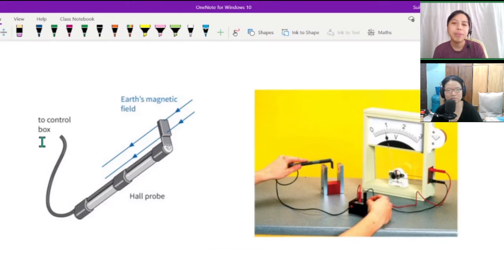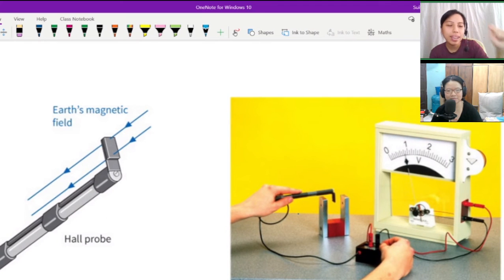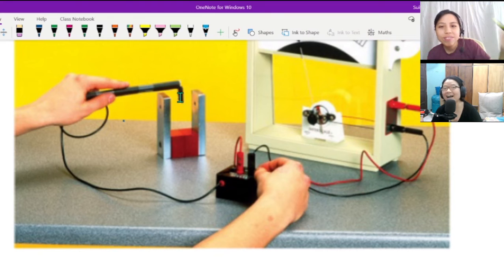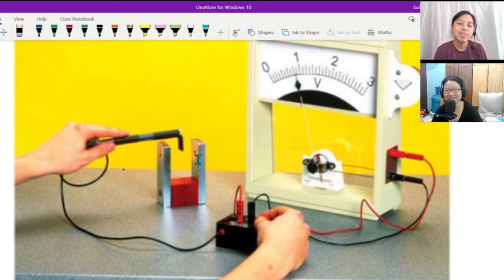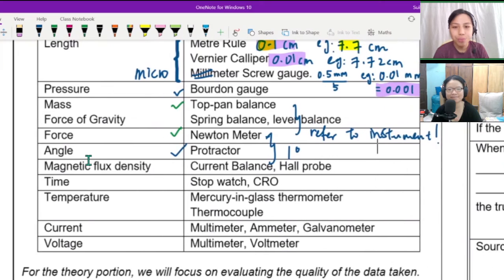You want to measure magnetic field. You stick an interesting looking black stick inside the magnetic field and you measure it. Something like that. But stay tuned. You'll see more about how it works and how to use it in A2. Okay, next, let's see what else is on the list.